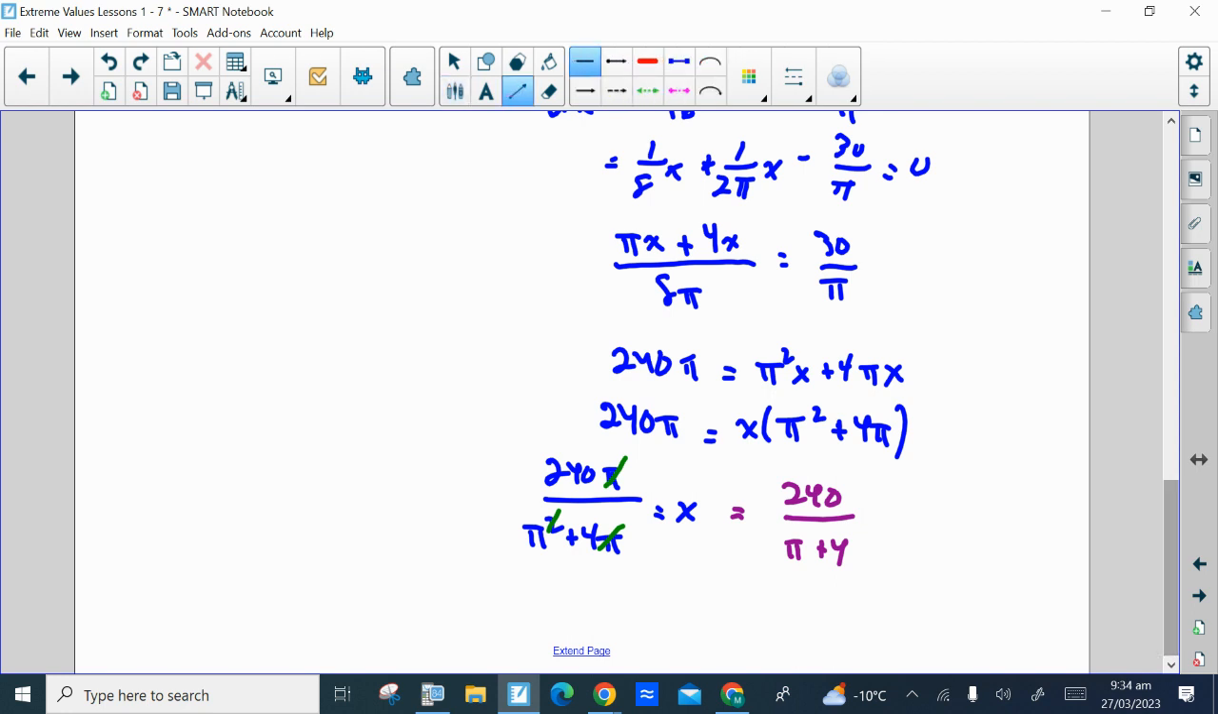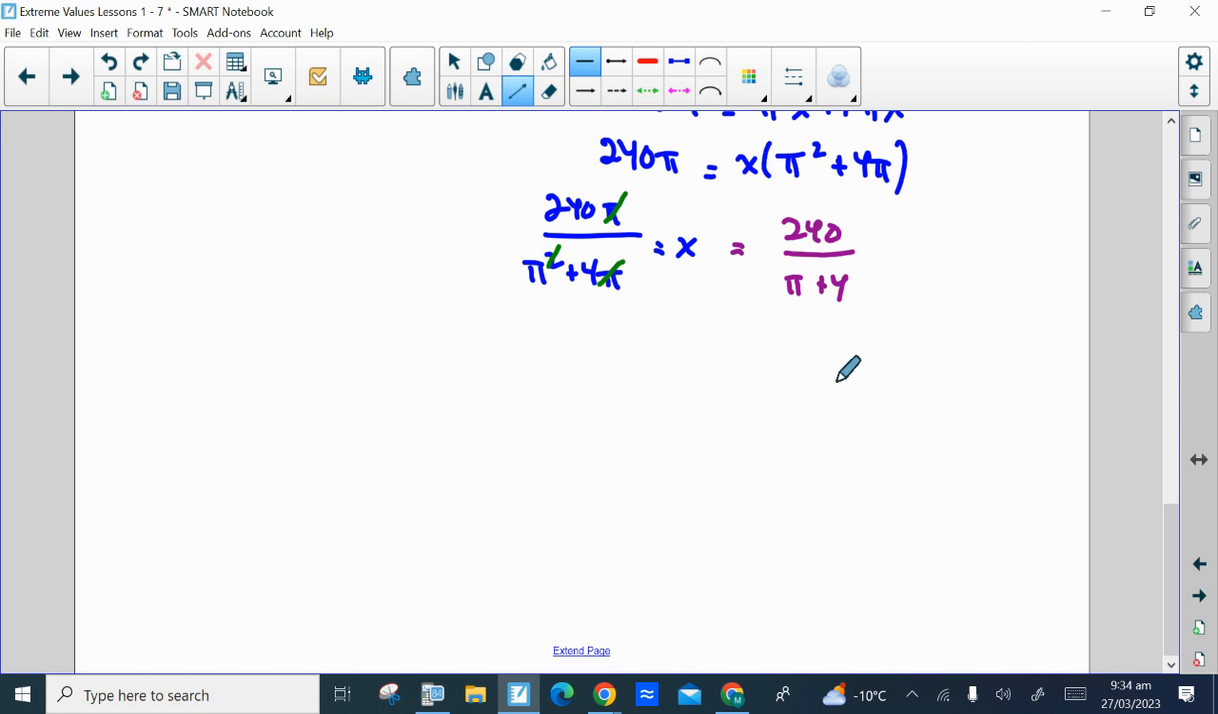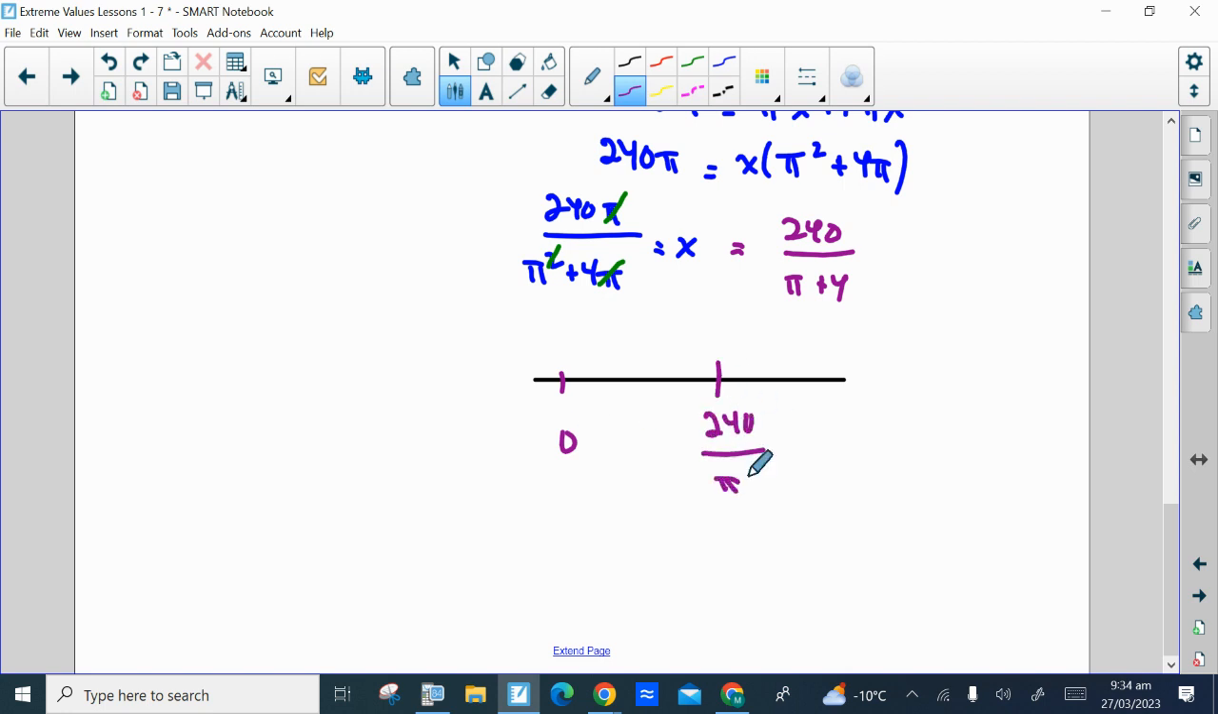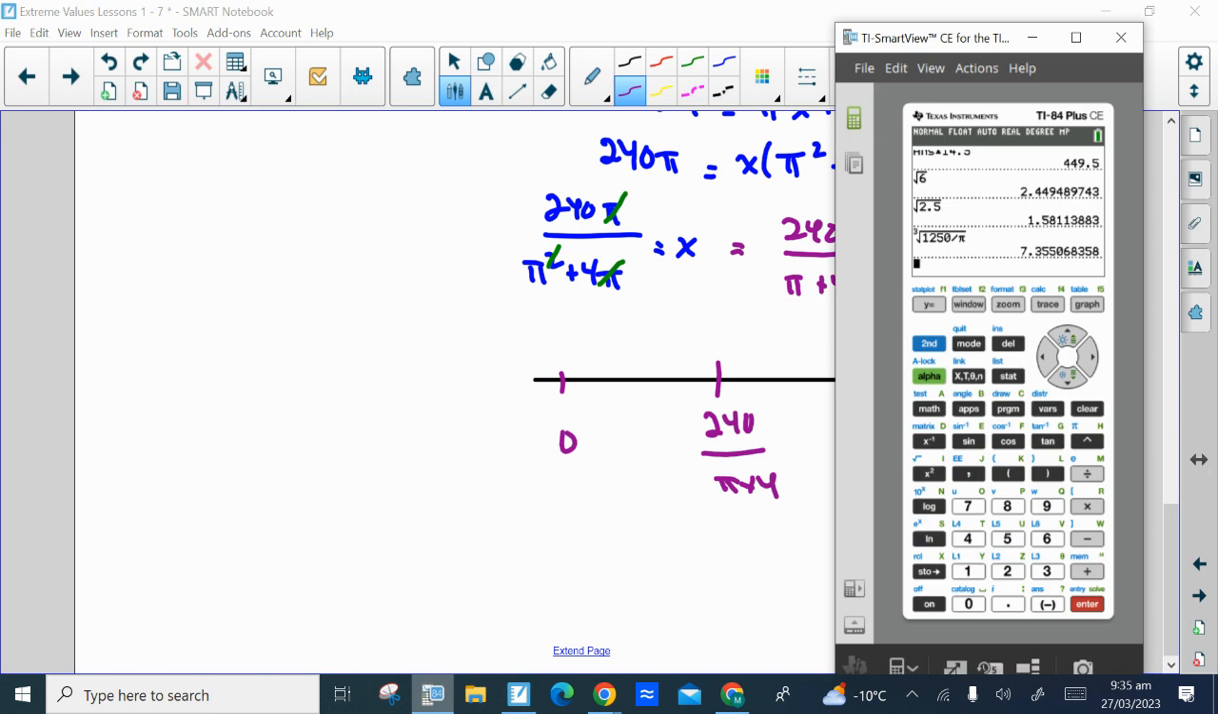Now, we only get one critical number here, and that's fine. We actually have another critical number, which is the number 0. It is possible if x is 0, which means that none of the wire is used for the square. All of it is used for the circle. So that's one of our possibilities. What's 240 over pi plus 4? I think I said pi on 4. I should have said pi plus 4. So that's approximately 33.6.